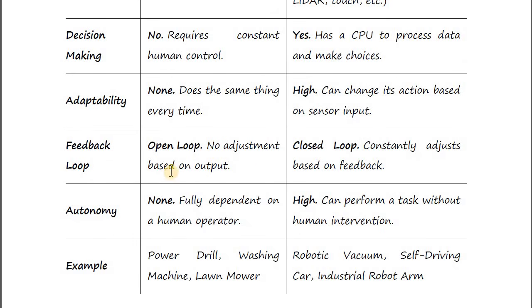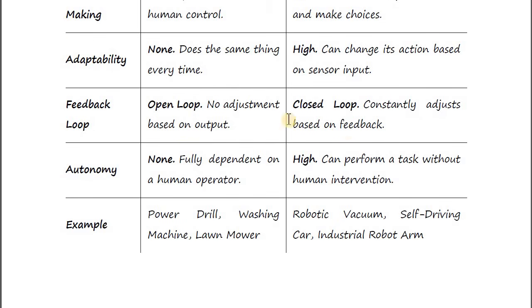There is no adjustment based on the output in the case of a machine. But a robot can constantly adjust based on the feedback. So this is known as closed loop. Now these are some advanced concepts. Some of you, if you do engineering or some advanced courses in robotics, will learn more about it.